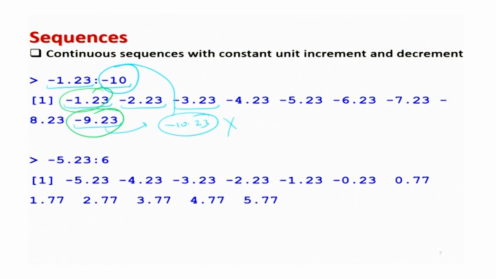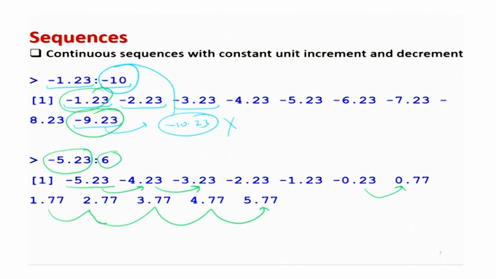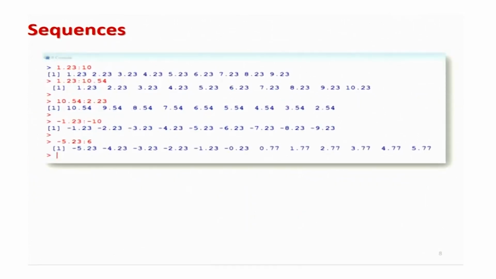Okay. And similarly, if you take a combination where the starting point is a negative value and the ending point is a positive value, what will happen here? It will begin at minus 5.23, then minus 4.23, minus 3.23, and then somewhere it will become positive, 0.77, and then it will continue, and finally it will come to 5.77. After this the next value is going to be 6.77, but this value is greater than 6. So the program will stop here and this will not be executed. So you can see this is how this program is going to work, right. And this is the screenshot of all these operations.